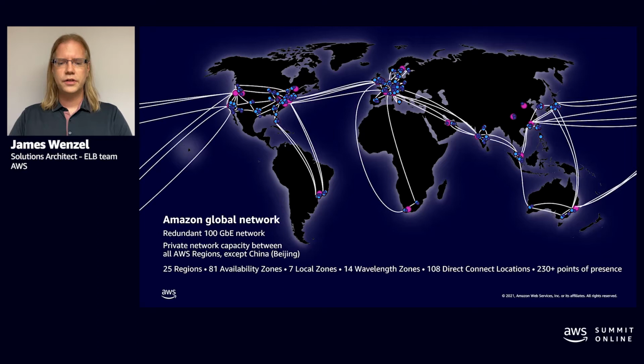And then some extra constructs, which we're not talking about today, but I'm sure there are in other discussions and other presentations within the summit, are local zones, which are edge networking within major metropolitan networks, wavelength zones, which will get you onto the carrier networks like 5G and connect your workloads directly to that. We have 108 direct connect locations. We'll be discussing those as well. And then we have 230 plus points of presence. And these points of presence are where a lot of our constructs get as close as possible to our customers.